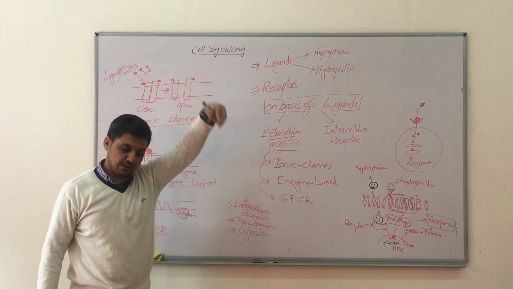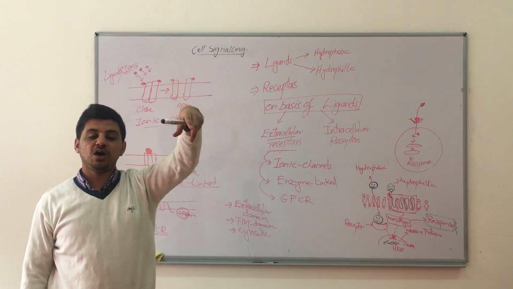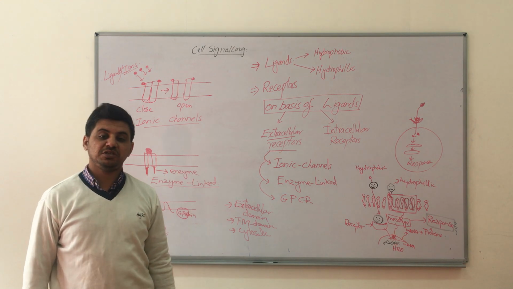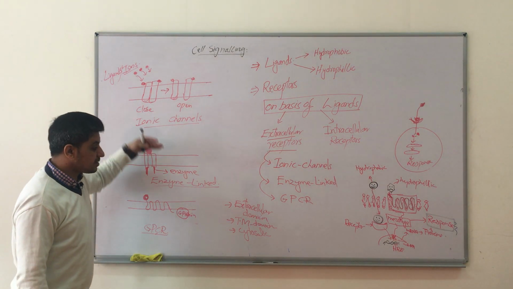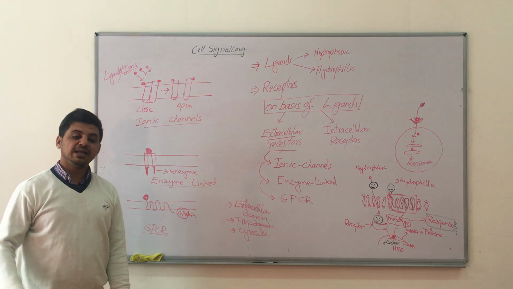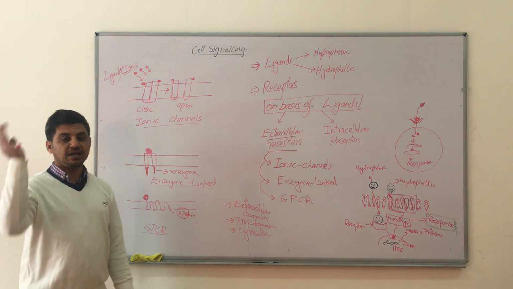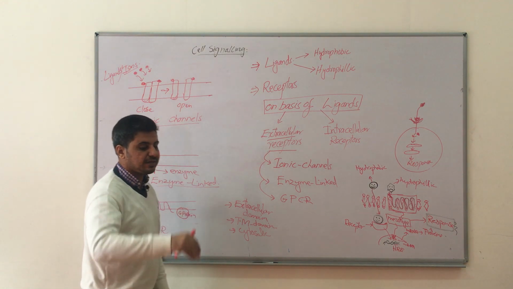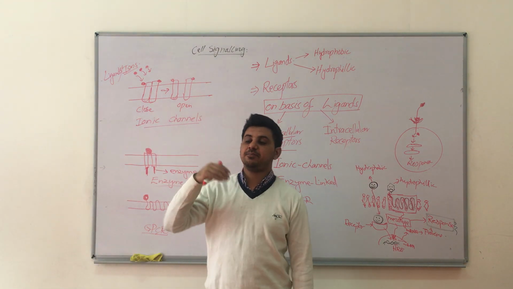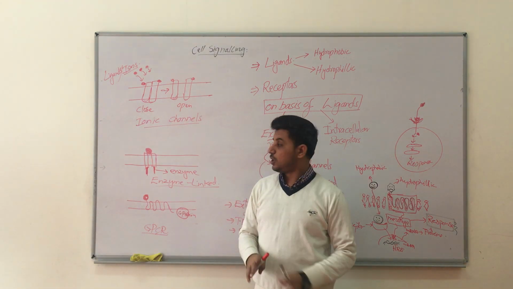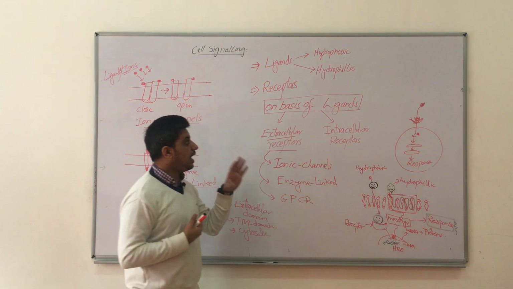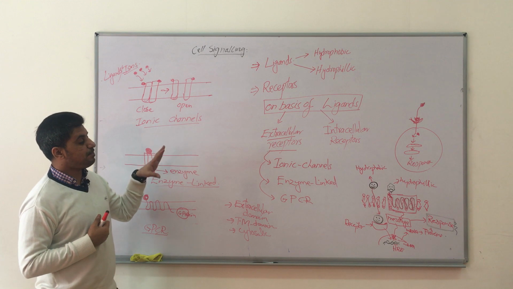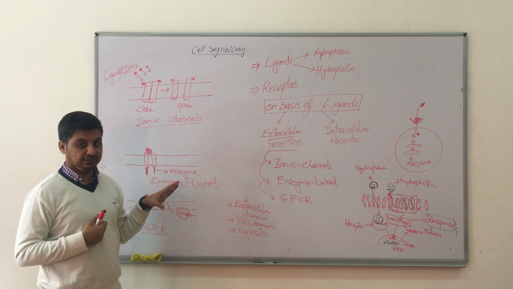So whenever there is binding of the ligand, there will be a conformational change, and that conformational change will be responsible for the transduction or transmission of the signal inside the cell, till the nucleus or till the enzymes or proteins which are already present in the cytosol. So I think you are very clear about what the basis of cell signaling is.